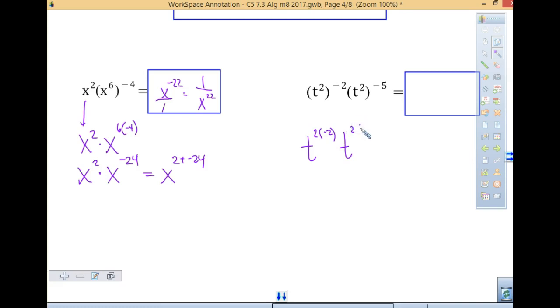Okay, careful. So we're back here. What am I going to do to get rid of that parenthesis first? What am I doing with those 2 exponents? You're going to add the 2 and negative 3.